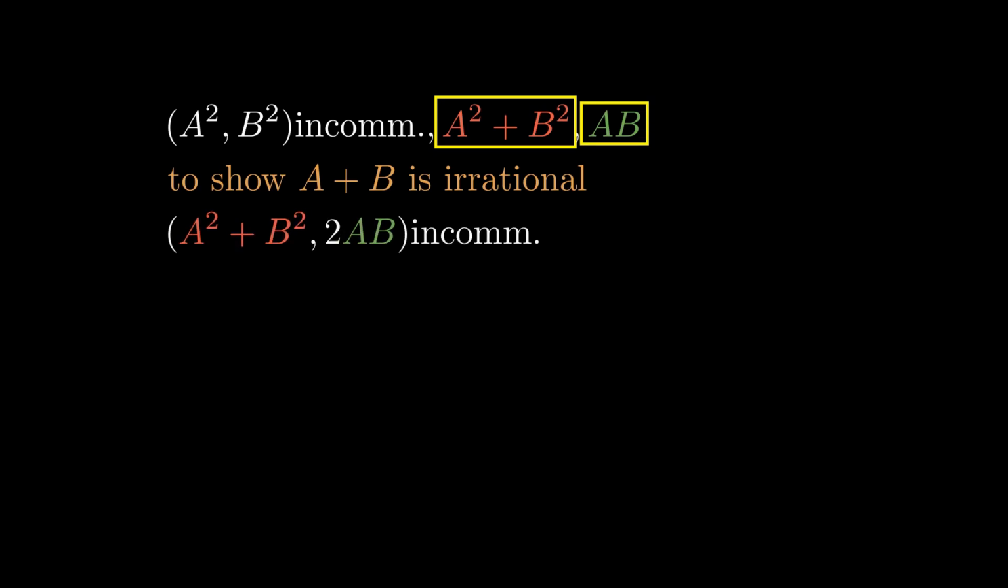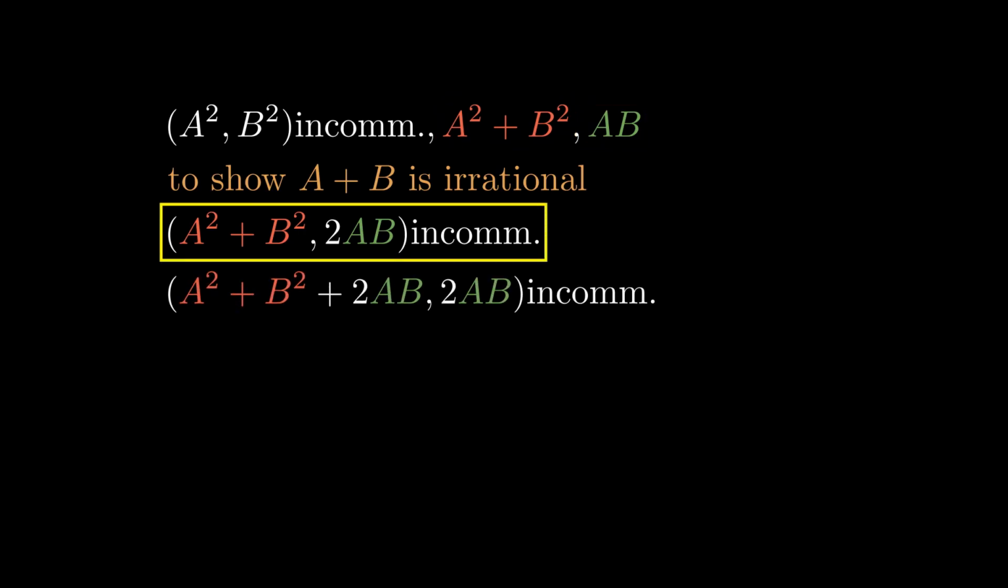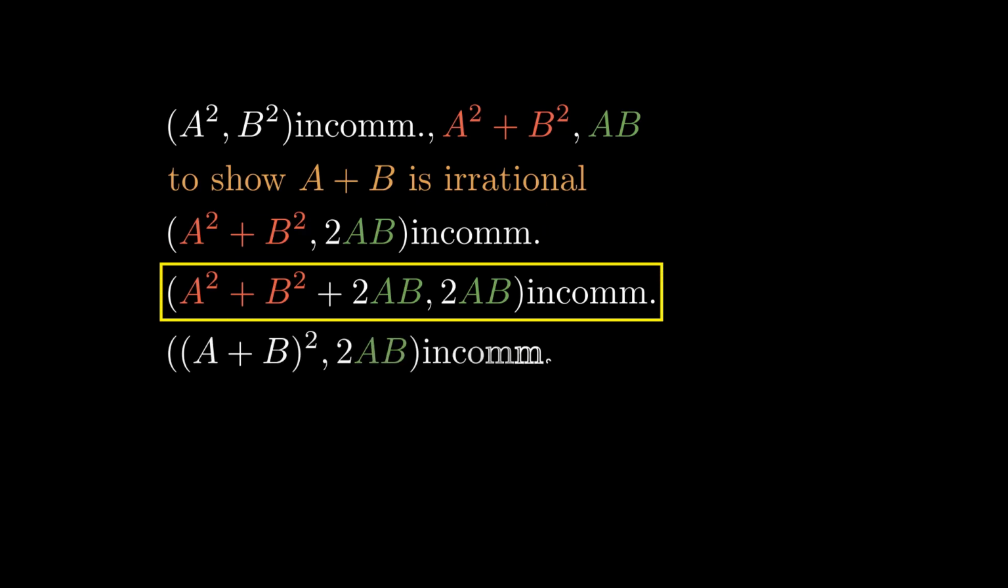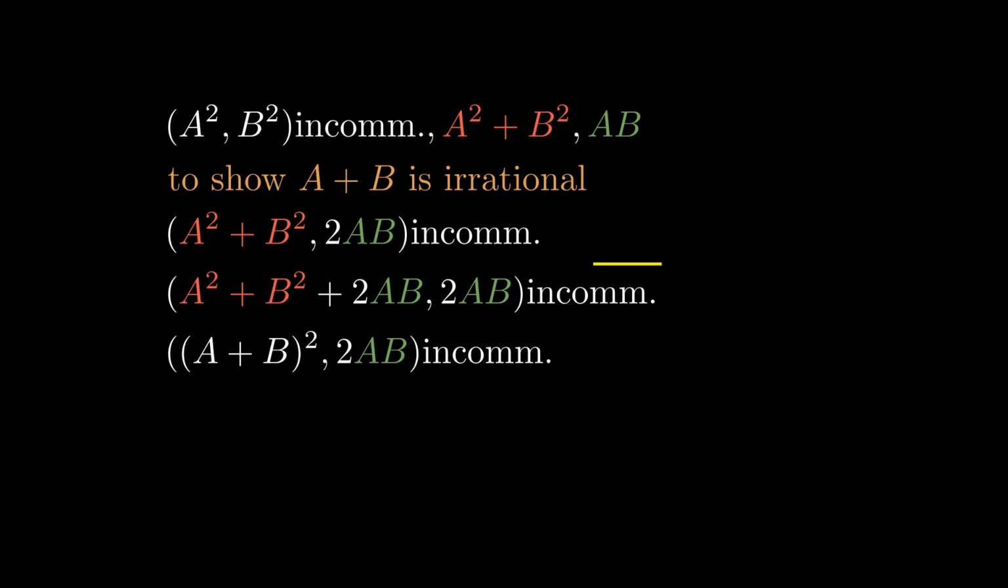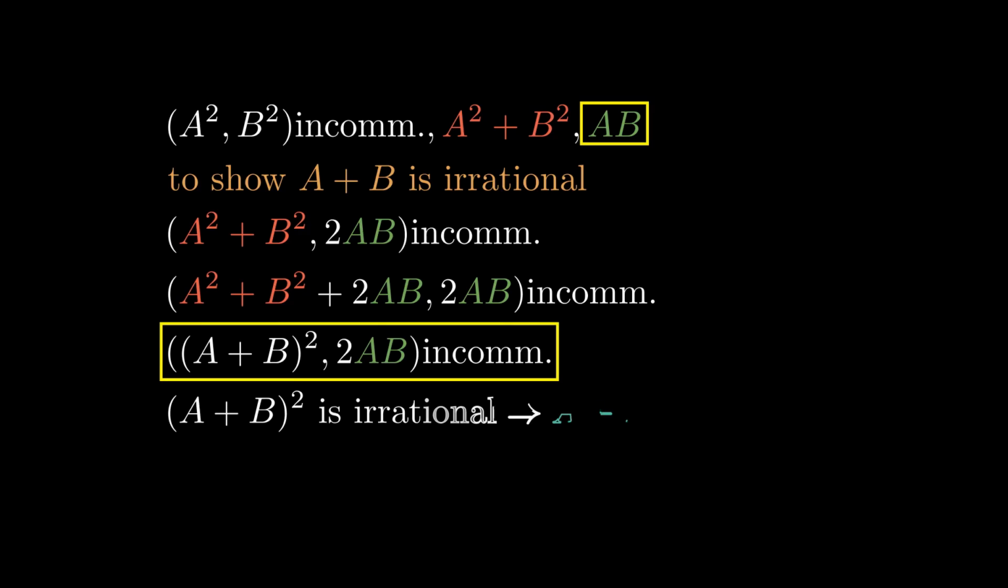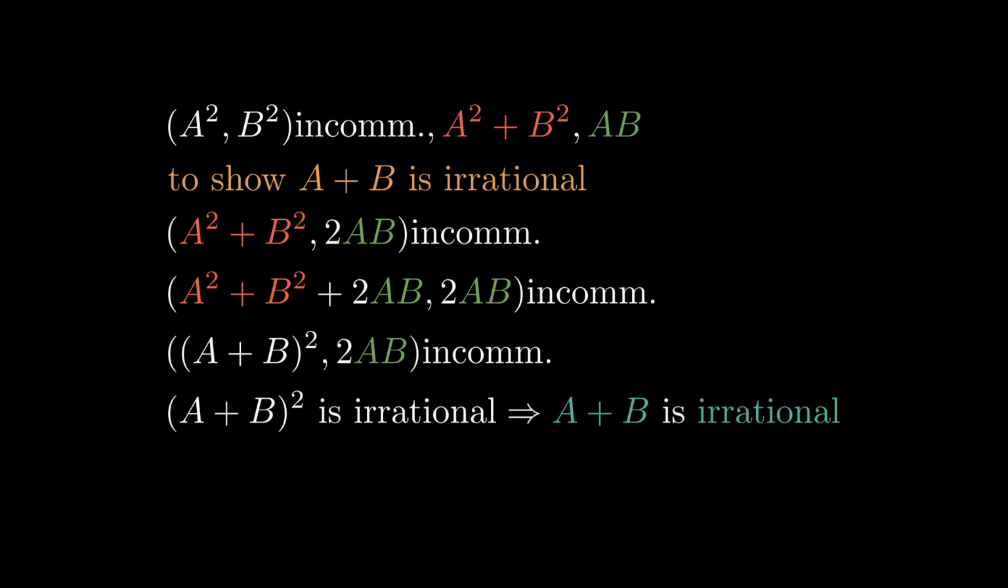a squared plus b squared is incommensurable with 2ab, so that a squared plus b squared plus 2ab and 2ab are incommensurable. Or, (a plus b) squared and 2ab are incommensurable. 2ab is rational, so (a plus b) squared is irrational, so that a plus b is irrational.